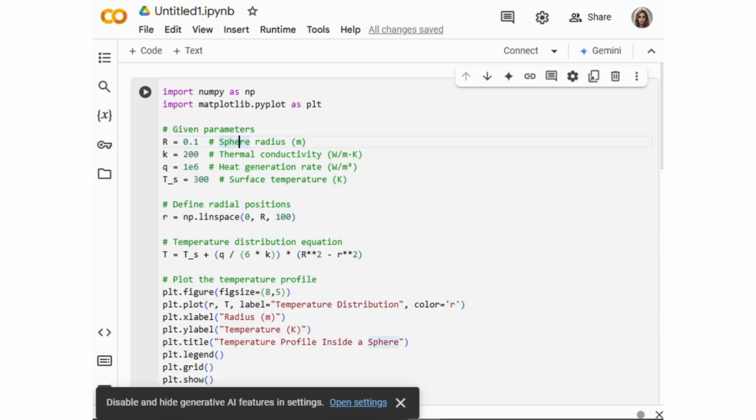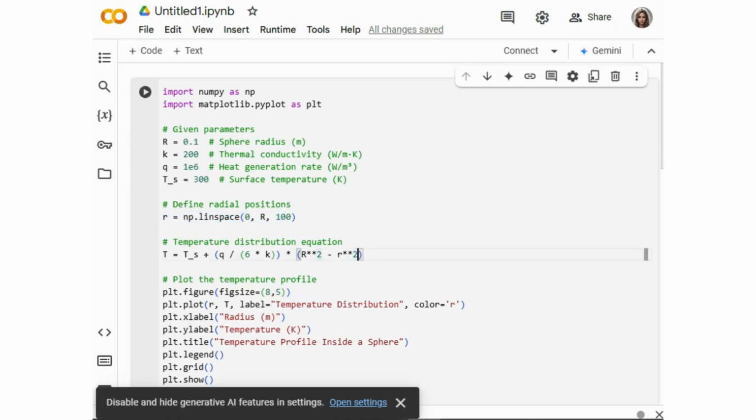Then we have q equals 10 raised to 6 W/m³, a high rate of heat generation common in processes like nuclear reactions. Then we have Ts equals 300 K. The sphere's surface is maintained at 300 K due to the cooling. And then we are defining the radial positions here. It will create an array of 100 points evenly spaced between r equals 0, which is the center, and r equals R, which is the surface. This helps in smooth visualization of the temperature profile.